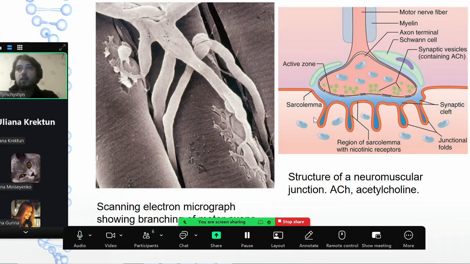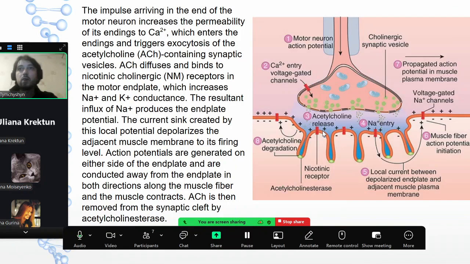So here is the sarcolemma, and I guess I have a better view. Here it is. So here you see the action potential came here. For the neuron, as you remember from the previous lecture, we also need calcium ions. They enter here, and they promote the vesicular release of the neurotransmitter from this terminal. Acetylcholine is released. Here we have nicotinic receptors that will react to that acetylcholine.